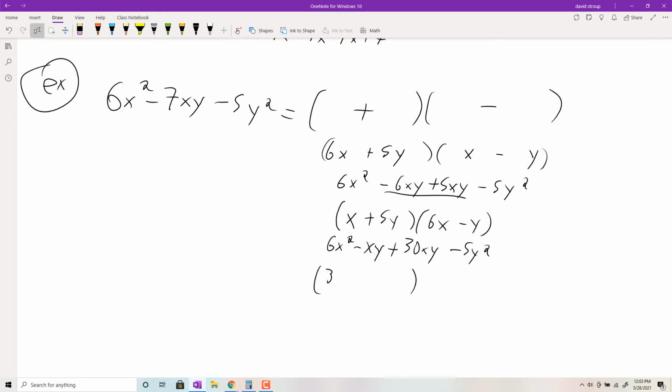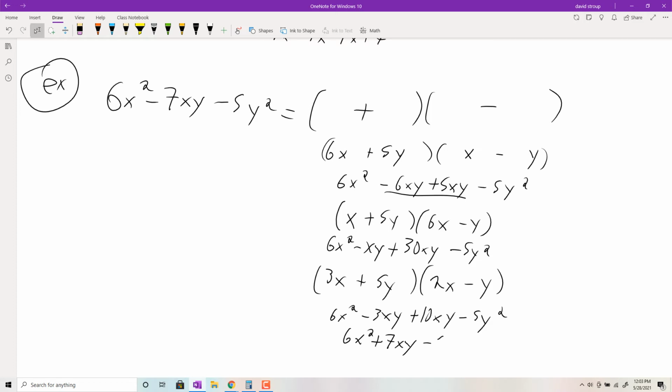So let's try 3x plus 5y, and then 2x minus y. So I get 6x squared, the first, the outer, minus 3xy, the inner, plus 10xy, and then the last, minus 5y squared. Combine the middle terms. I almost got it right. The only problem is I have a plus 7xy. I need a minus 7xy. So all you have to do is change the signs and it should work. So ultimately then we have 2x plus y and then 3x minus 5y.